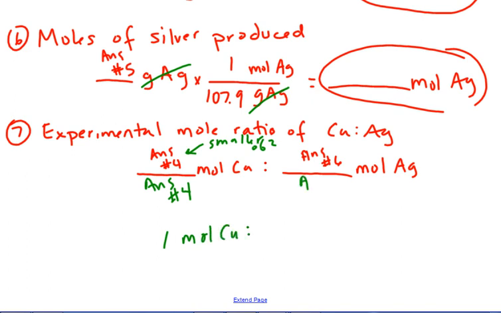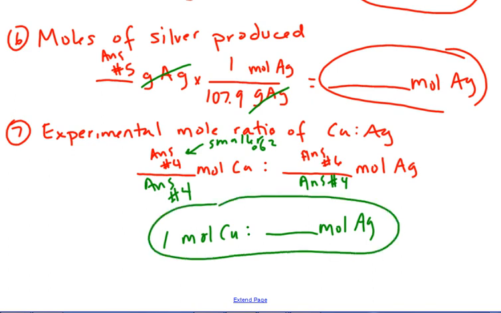But you're going to take your answer from number 6 and divide it by your answer from number 4. This should be a number greater than 1 mole of silver. If you remember back in question number 2, the predicted mole ratio is 1 to 2 of copper to silver, so you're hoping that this number is close to 2. And it says here, whatever this number is, round it to the nearest whole number, and that's how you'll express your ratio here.